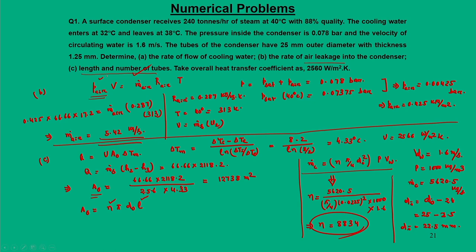Now, what is not known is the length. We can now calculate L is equal to A 0 divided by n pi d 0. A 0 is already calculated as 12738, n is 8834, into pi into d 0, that is already given as 25 mm, 0.025. So, this will give you L is equal to 18.35 meter. So, this entire problem discusses how you need to go about a condenser design.